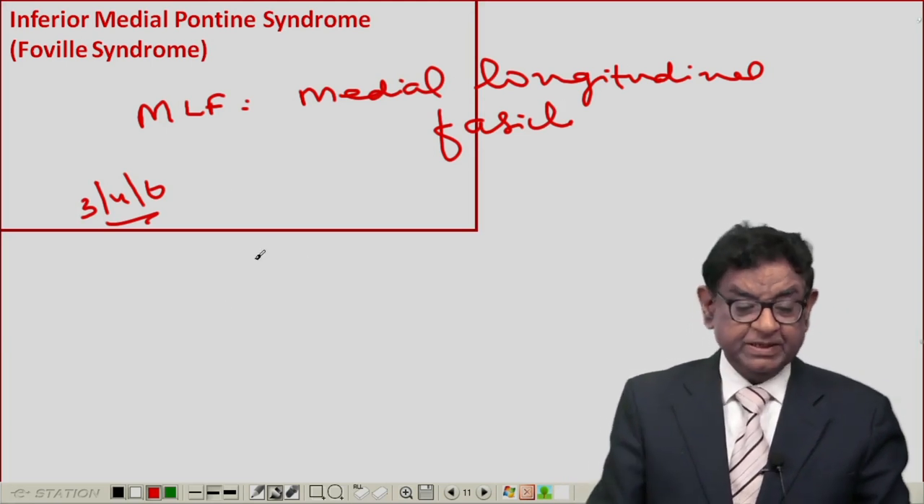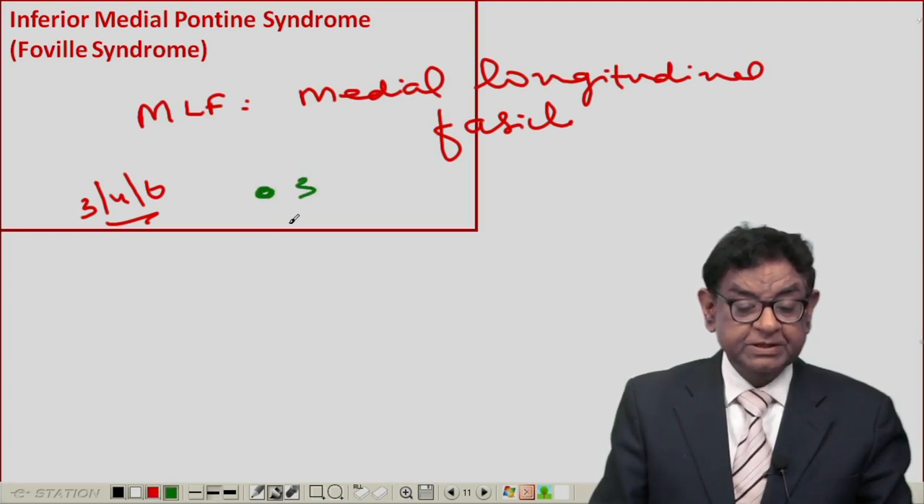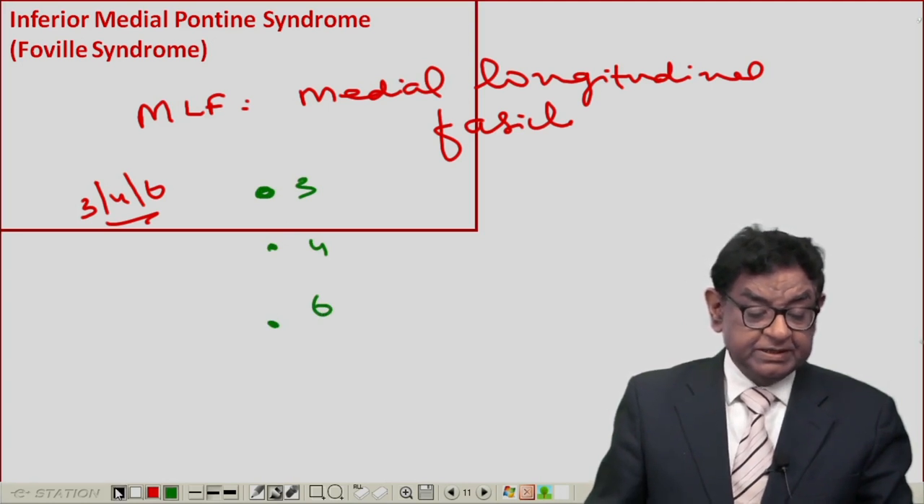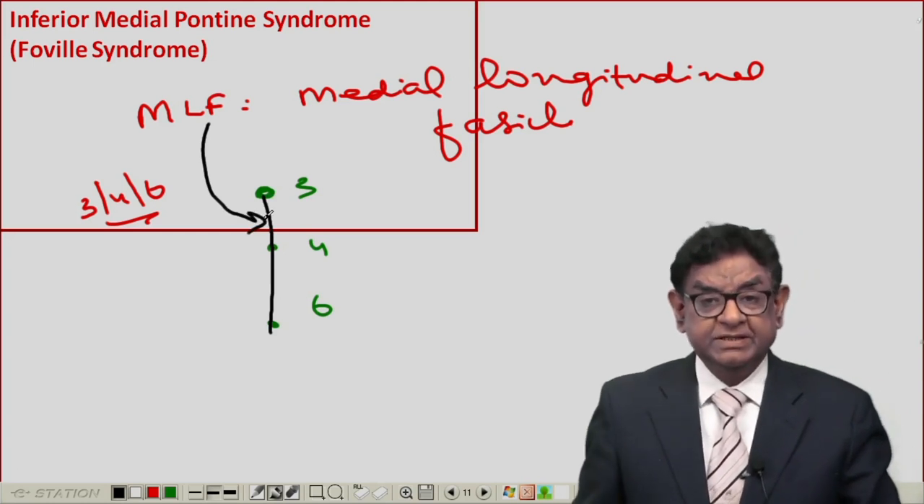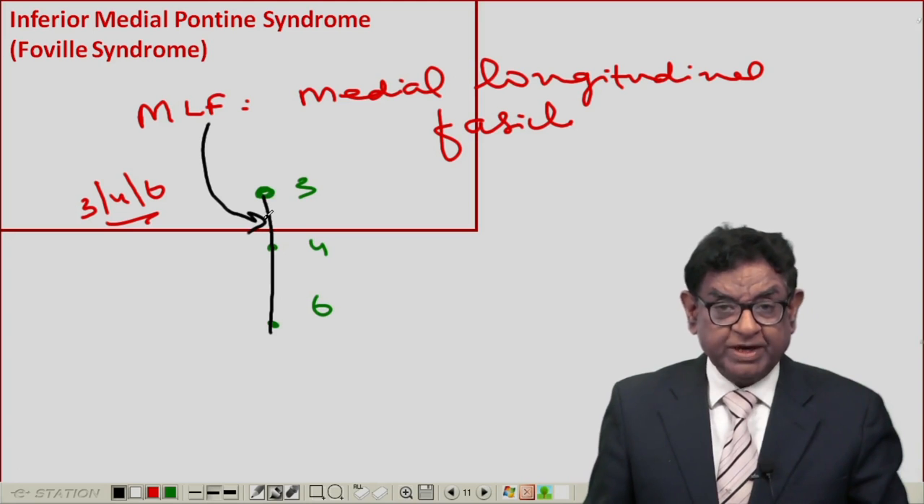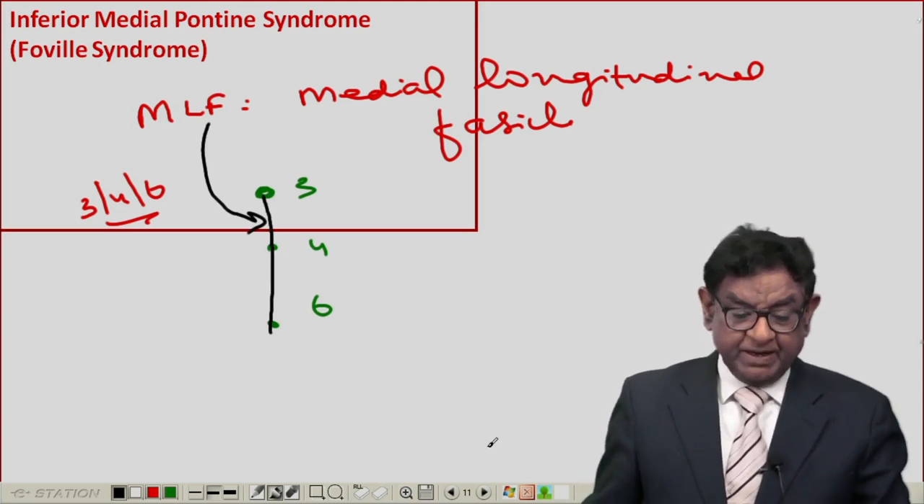What is the function? This is the third nerve nucleus. This is the fourth nerve nucleus. This is the sixth nerve nucleus. They are united with each other via MLF. And due to this structure, they have exactly coordinated movement. So I hope you are clear about MLF.